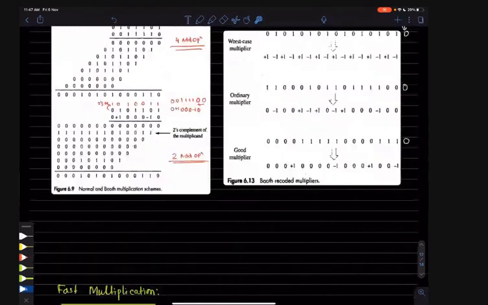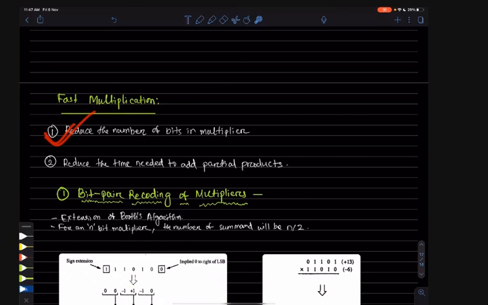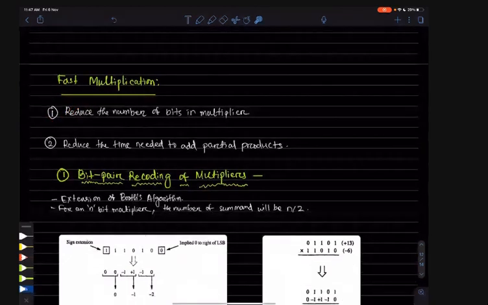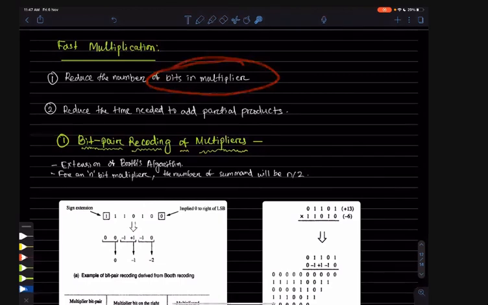Another time is taken by the partial products, which is this addition operation. In all the steps we have to do addition of so many numbers. So how about making this part faster? Okay, so that is the second case. Let's start with the first case: how to reduce the number of bits in the multiplier.